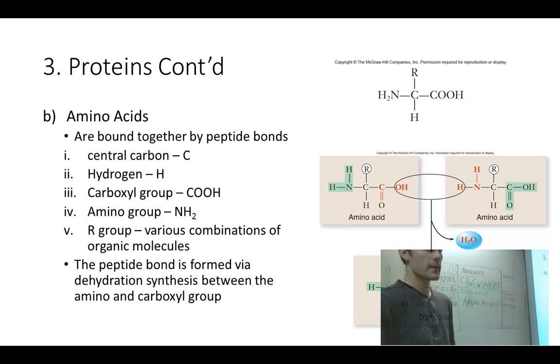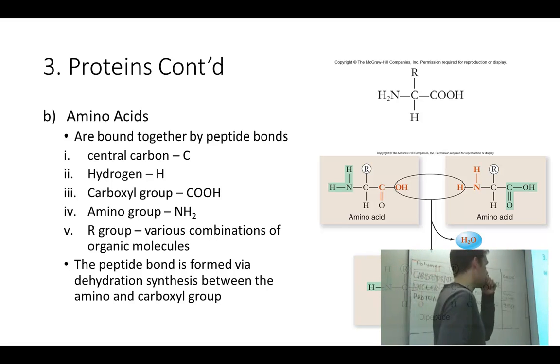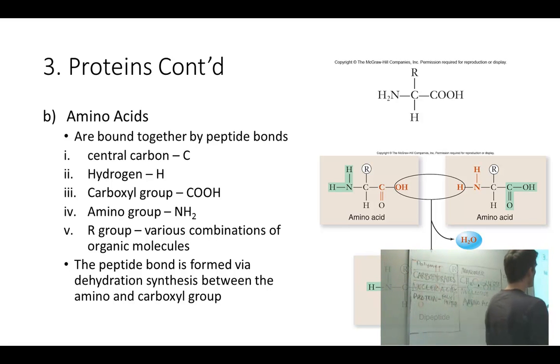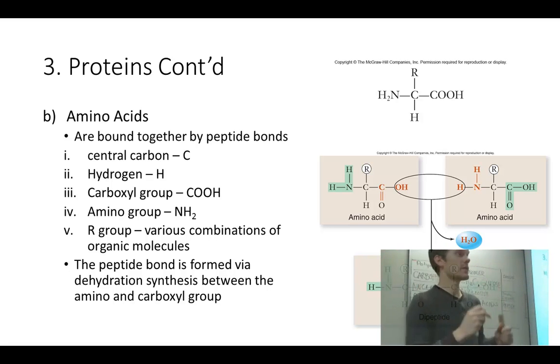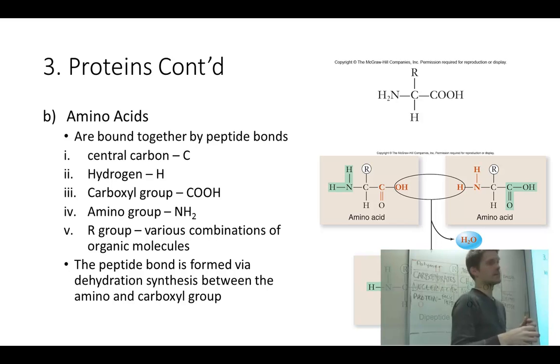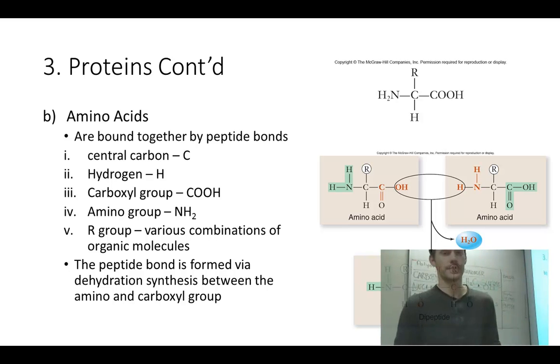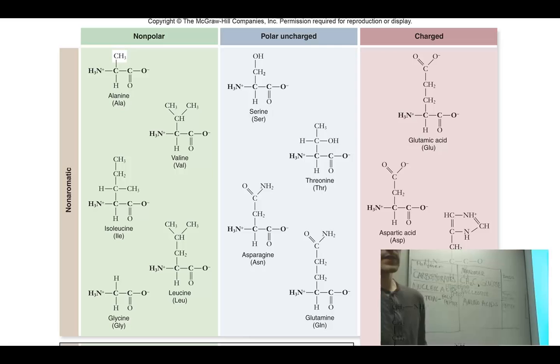Okay? The peptide bond is formed between the carboxyl group of one and the amino group of another by a dehydration synthesis. Okay, so when they come together, you lose the water. All right, so you don't have to know all these. This is just to illustrate the different R groups and the different names of our different amino acids.